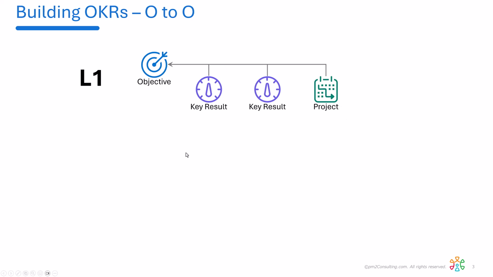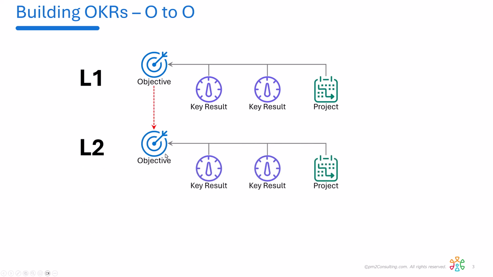So the standard building block is objectives in level 1 are supported by an objective at level 2. And that objective, being an OKR, also has a selection of key results and projects. Again, I'm just illustrating with two key results, one project, whatever the mix is. So this relationship, which is objective to objective, allows us to describe how we are going to achieve success.